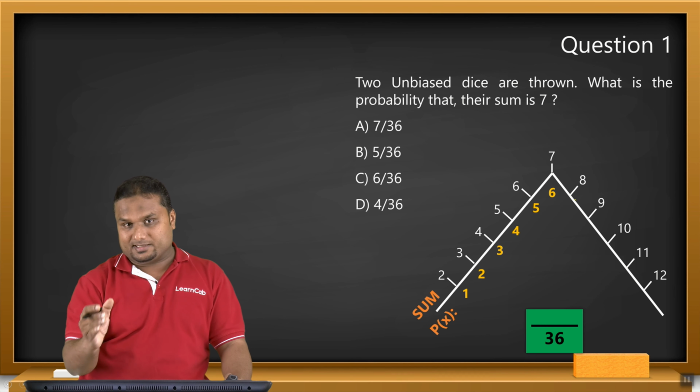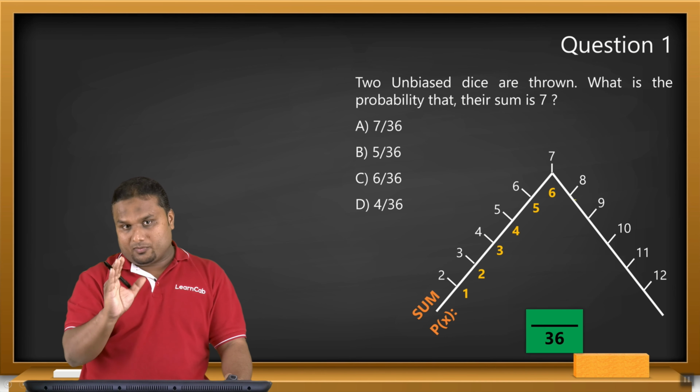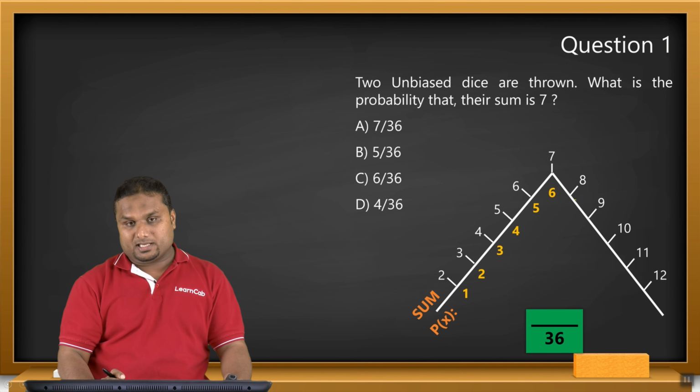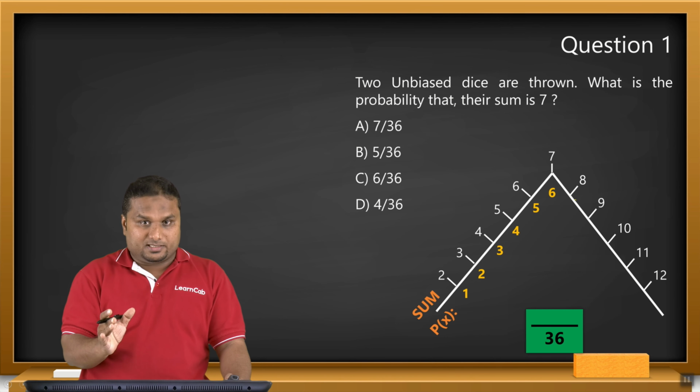7 minus 1, it is 6 by 36. Now our question is, what is the probability that their sum is equal to 7? The answer is 6 by 36. Even though I didn't explain the remaining part, now I'm going to explain the right part. Hope the left part is clear.